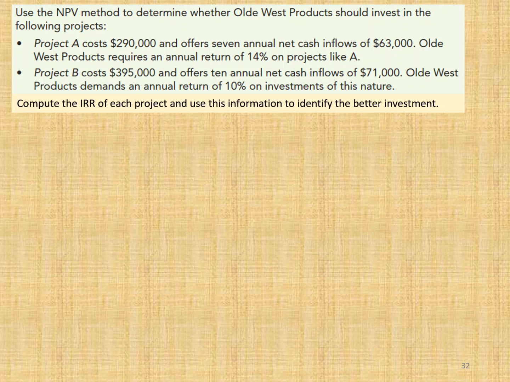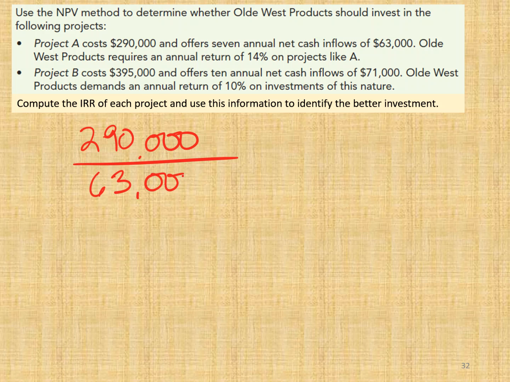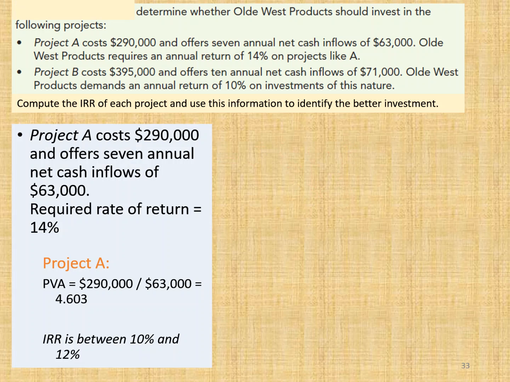$290,000 and we need to divide that by the expected cash inflow of $63,000. And when we do that, we're going to get a number, and that number looks like roughly 4.603. Now what we have to do is take that factor and go to tables and find it in order to calculate the IRR. We don't yet know that. I have it on the screen there, but we haven't yet found it.